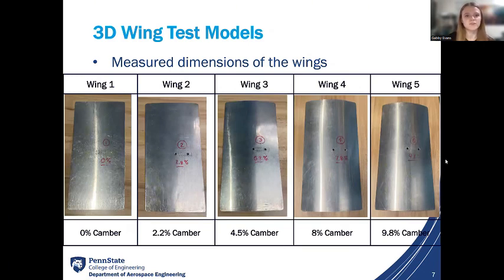So we were provided with 5 different wings, and we measured the dimensions of each of these wings first. As you can see from this table, as you go from wing 1 to wing 5, the camber increases. And camber just describes the curvature of the wing. If you compare it to the length of the wing or the chord, you can find this value called percent camber. And so the values we found for that are in the bottom of this table for each of the wings.